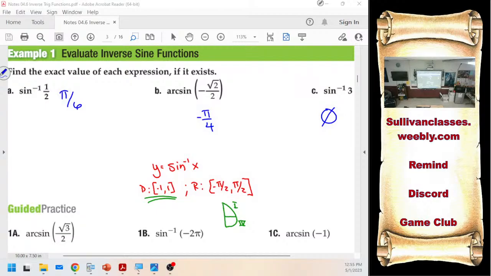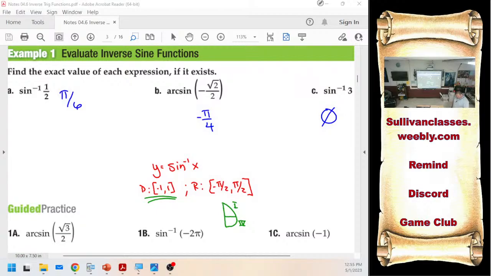Because they can do it both ways. You can just write arc sine, or you can use the negative first notation. They're the same thing. It's just one's more formal, one's more old school. It's negative 2 pi this way, so it's the same thing as 2 pi.